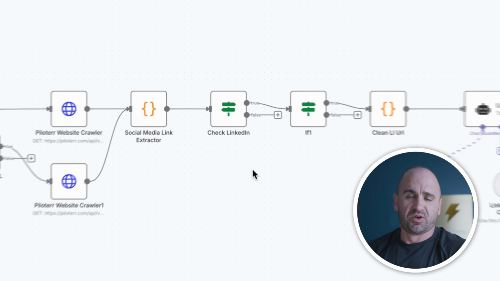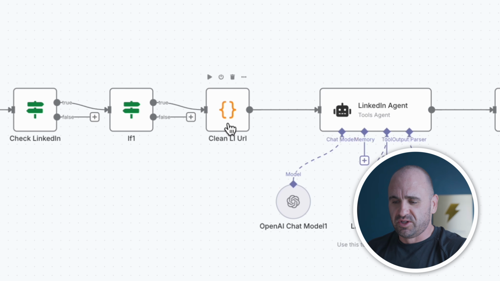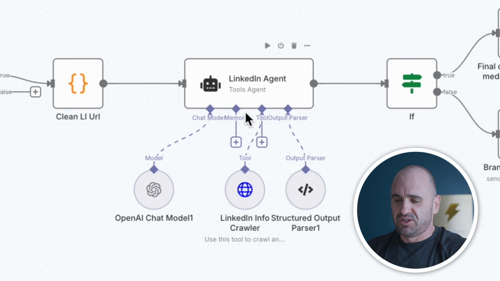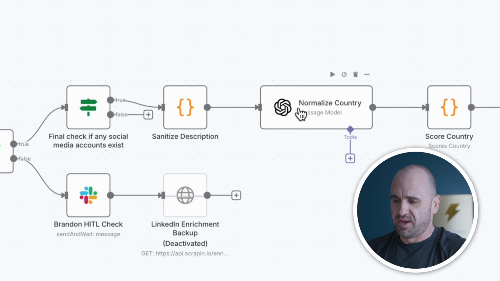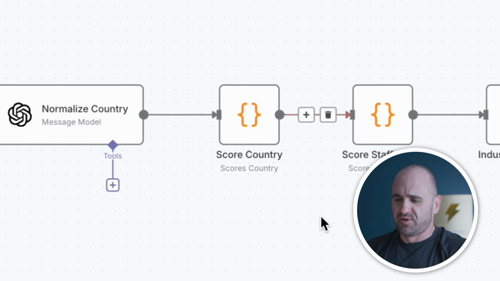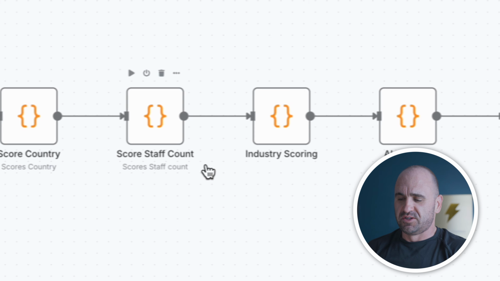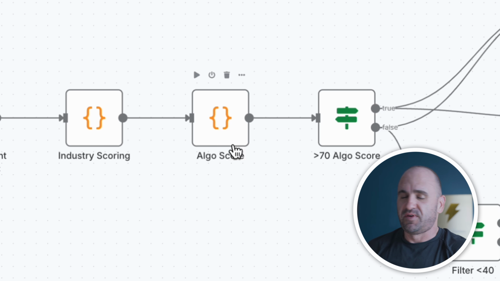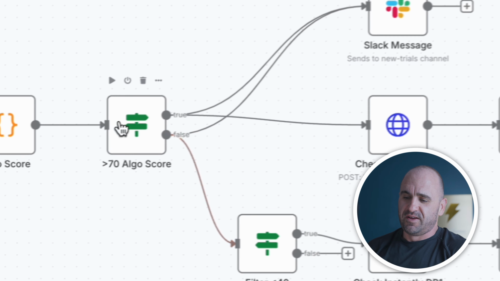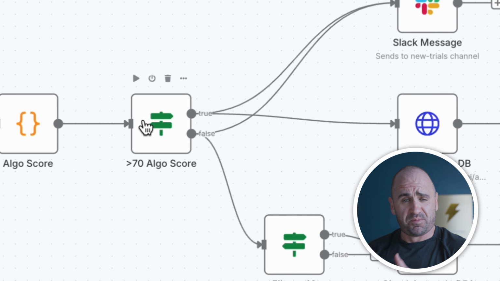And in this particular one, we're checking for LinkedIn. Then from there, we're going to make sure it's normalized and clean. We're going to send that through a LinkedIn agent to scrape that. Then we're going to pass along the information and run it through different scoring algorithms to score the country, the staff count, the industry. Then we come up with an algorithm score to do both quantitative and qualitative. And if they score above a 70, we know they're a great fit for that particular industry.